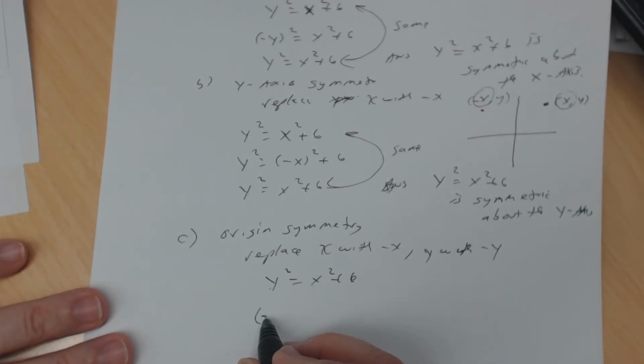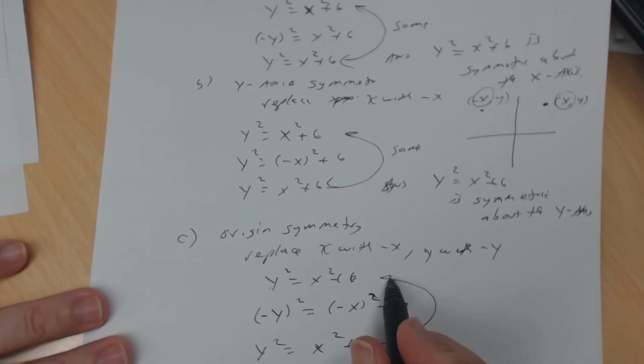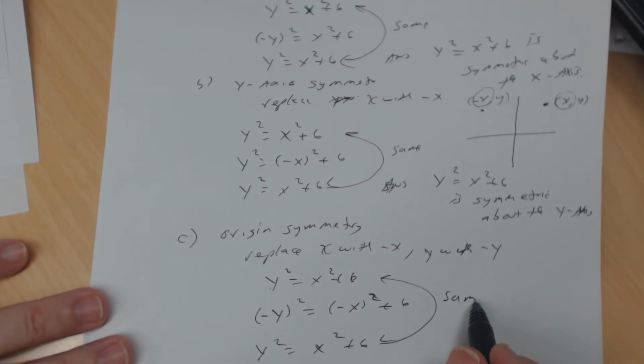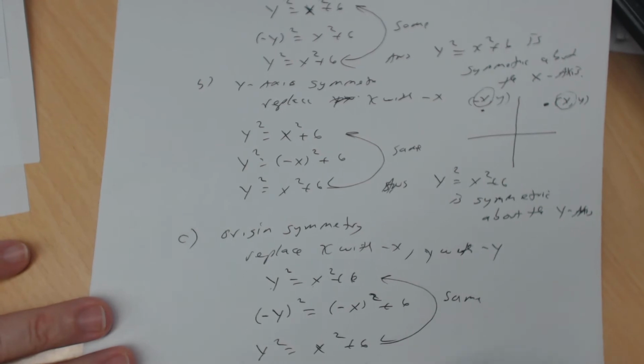So in parentheses, we put negative y squared equal negative x squared. Make sure you put that in parentheses, plus 6. And then negative y times negative y is y squared. Negative x times negative x is x squared. And then plus 6. Now compare the two. They're the same. So your answer here will be, notice that this equation is also symmetric about the origin.